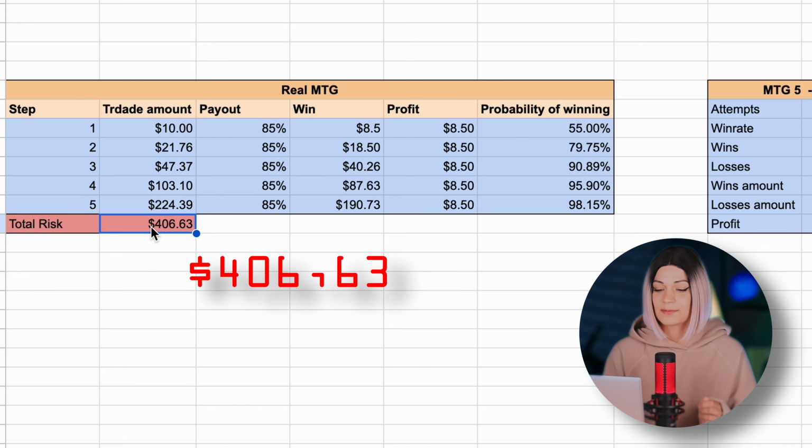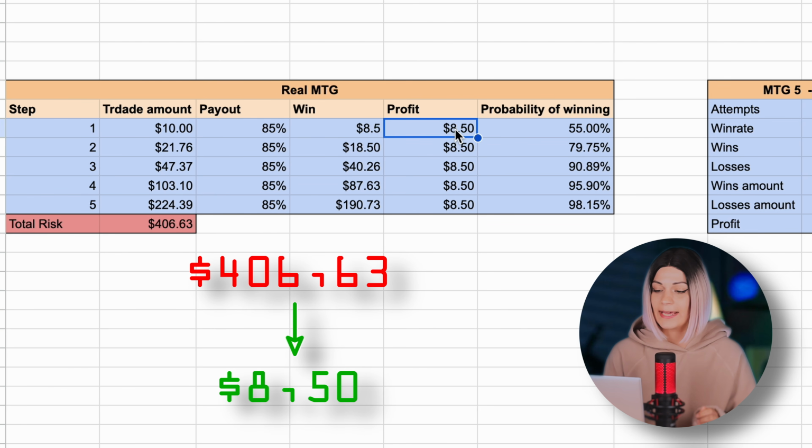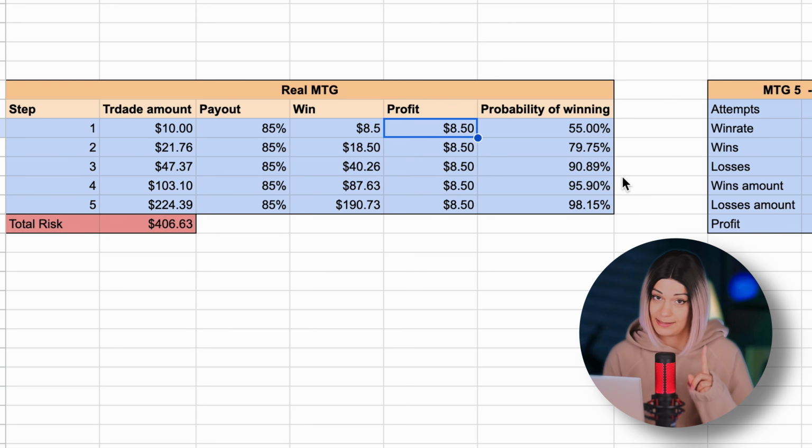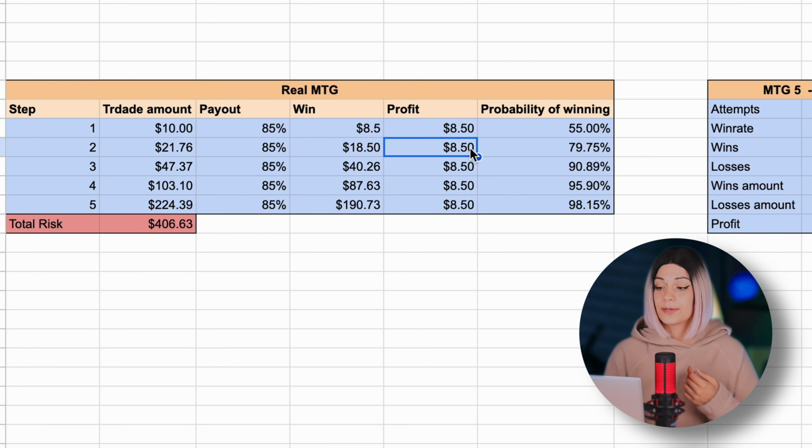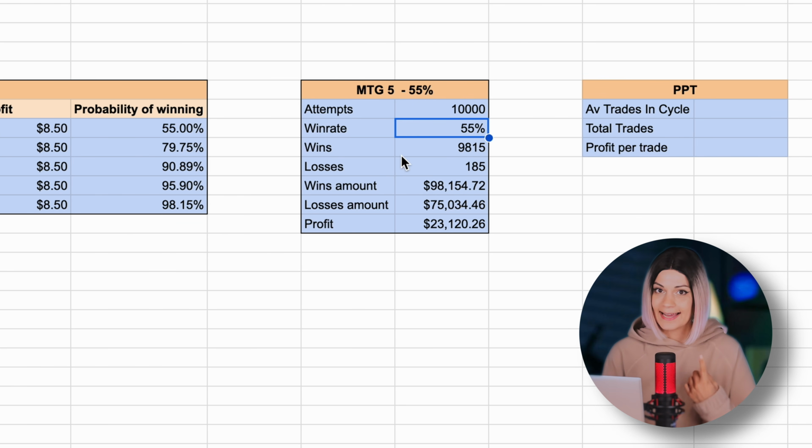In total, the risk is going to be $400 to earn $8.50. I know it looks bad. I'm not blind, but let me explain. We have a 98% probability of winning. So from a mathematical point of view, this makes sense. Yes, I am risking $400 to earn $8.50, but with a win rate of 55% and higher, this movement mathematically makes sense, and you will understand why it makes more sense than working without martingale.